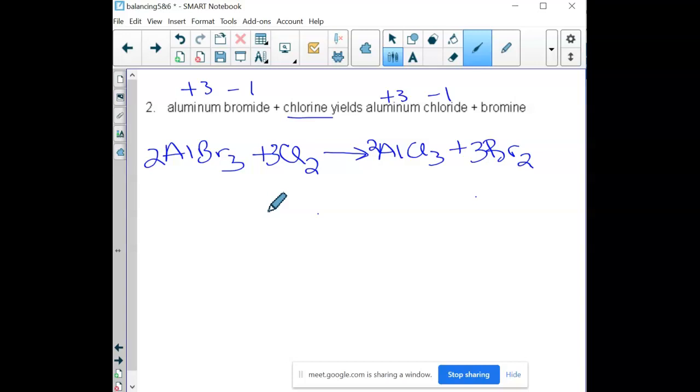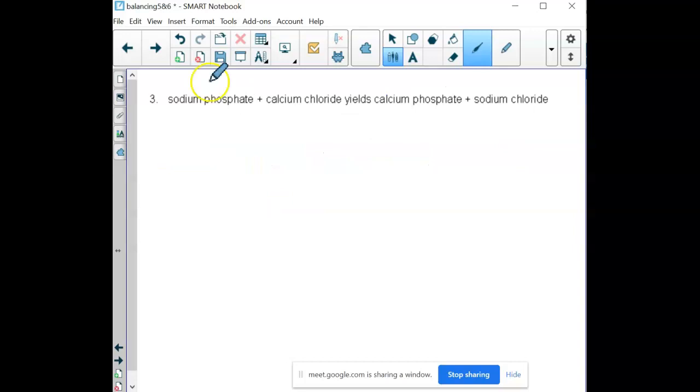Okay, let's look at number 3. So we know Na is a +1 and phosphate's a -3. So we're going to crisscross reduce that to be Na3PO4 plus calcium is a +2, chloride's a -1. Sorry, I thought I was doing that wrong. CaCl2 for that one. Crisscross reduce.